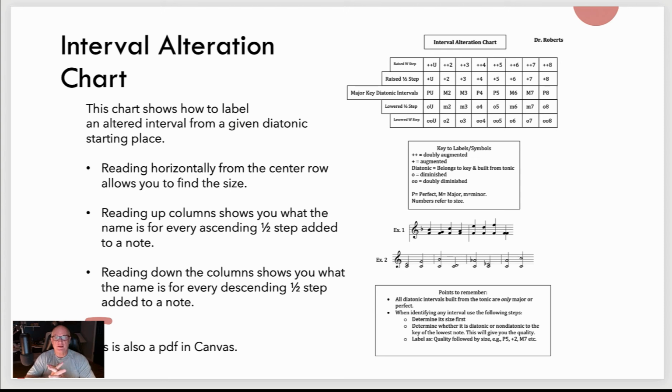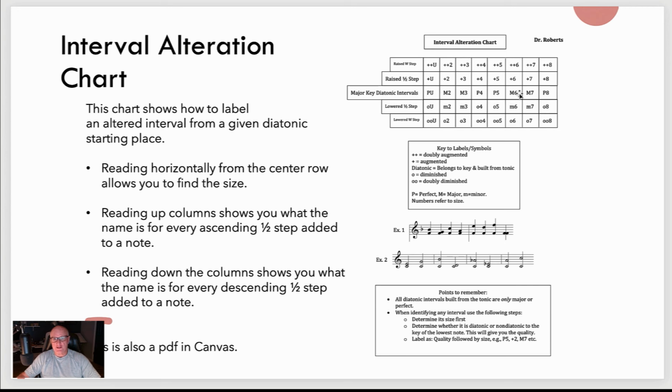So here is something that I found to have a great value. You also find this PDF in Canvas. It's the interval alteration chart. So if you look on the screen, very carefully up in the right-hand side, it says major key diatonic intervals. I'll put my cursor there. And so this is the place you start to read this chart. Now that should look familiar. You've got all of the major and perfect intervals right here.